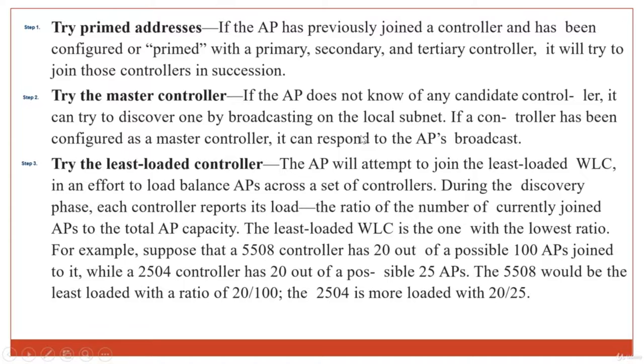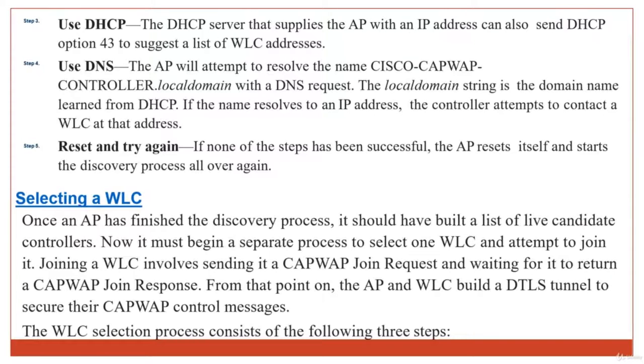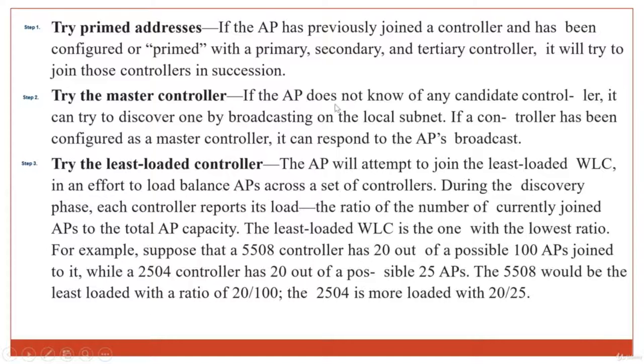According to that, they will go and choose one of the controllers. And finally, they can go and check the least loaded controller as well. So as per the controllers and their connectivity, meaning how many APs are associated with the controller, they can select one of the WLCs. All right, so these are the methods for the discovery and joining process for AP and WLC.